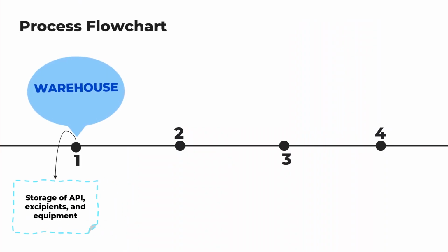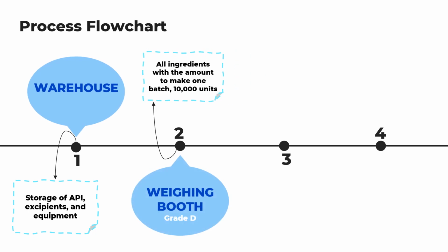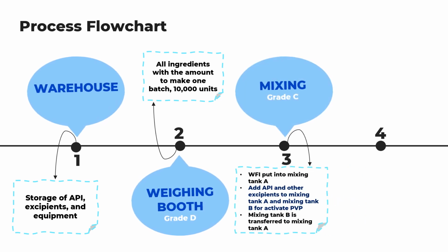Every Rian eye drop starts in the warehouse of raw material. This is where the API, excipients, and equipment are stored. After taking all of the needed ingredients, we move to the weighing booth, a grade D room, where all ingredients are weighed to make one batch. Next, all of the ingredients undergo mixing in the mixing room, a grade C room.